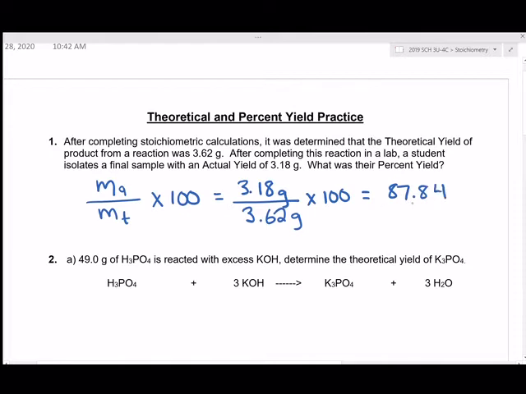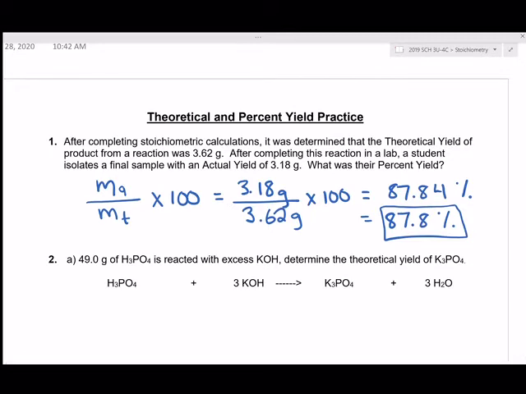So that gives 87.84%, but we're not going to forget that we do have to worry about significant digits, and you were given 3 for both of your masses, so we are going to round to 3. So not bad percent yield. I'd be happy with that as a test mark.